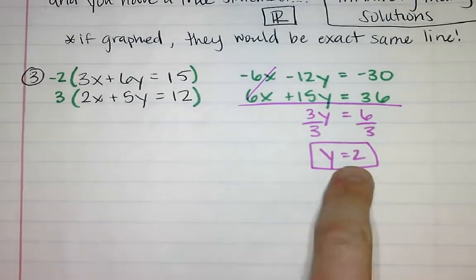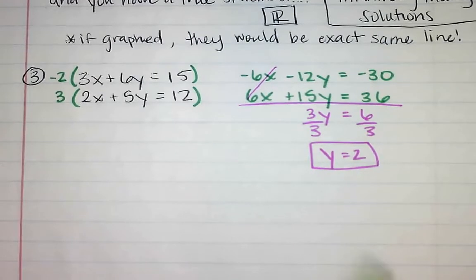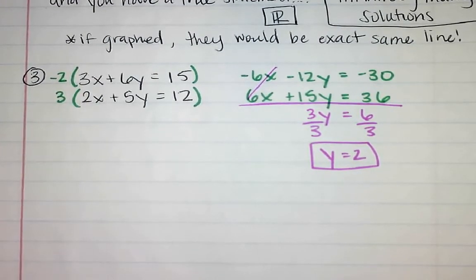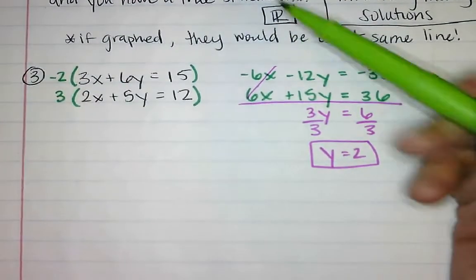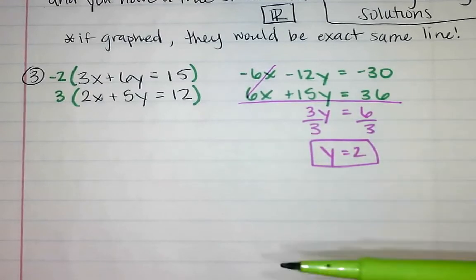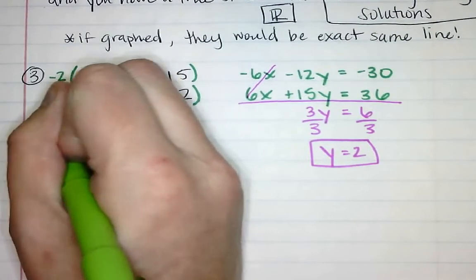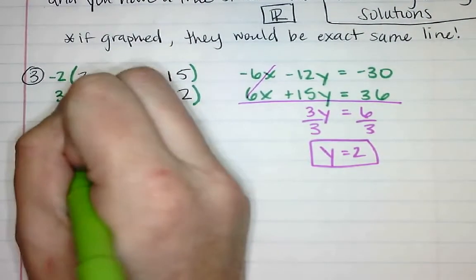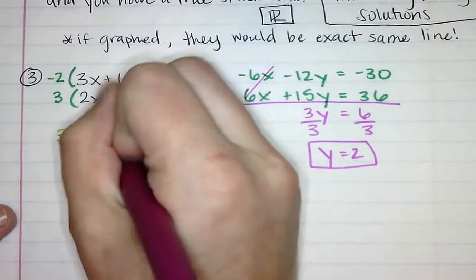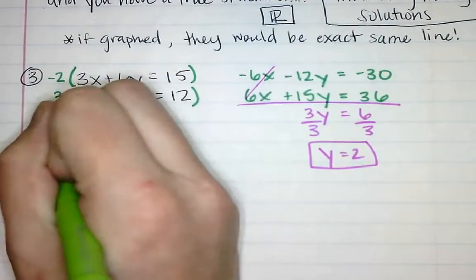Plug it in. All right, so Eric, which equation would you rather plug it into? The first one or the second one? First one. Sounds great. There's honestly not a better equation on this one, both have positive whole numbers. So we would say 3 times x, or 3x, plus 6 times y, which is 2, is equal to 15. So that's 3x plus 12 is equal to 15.